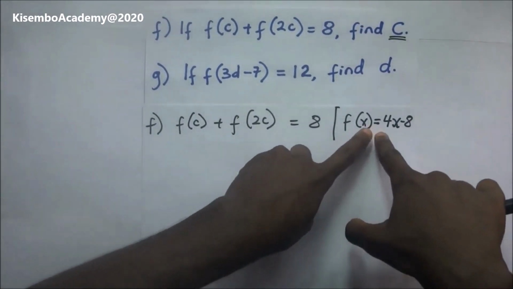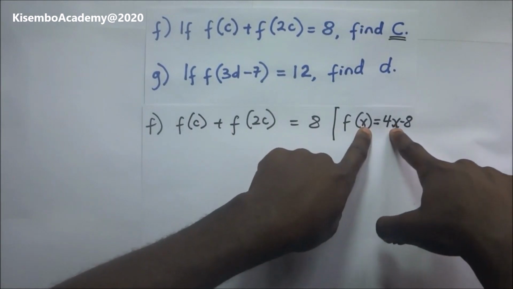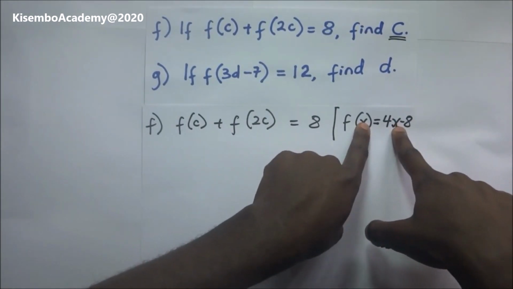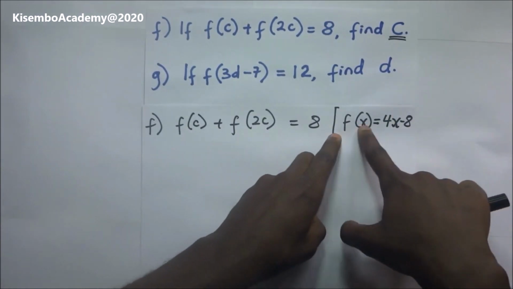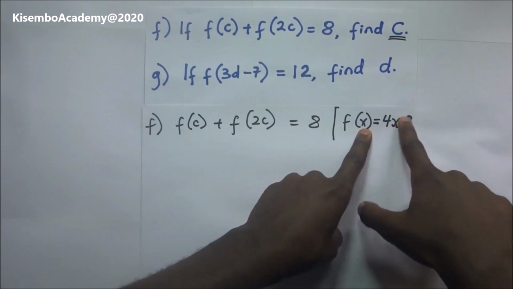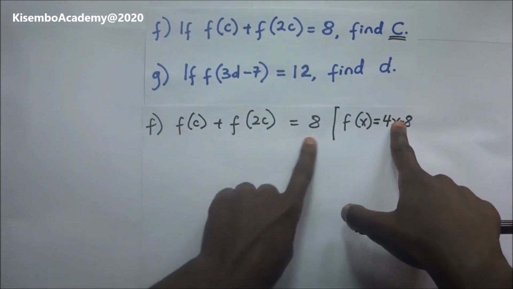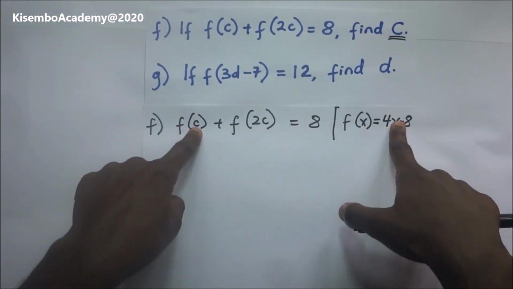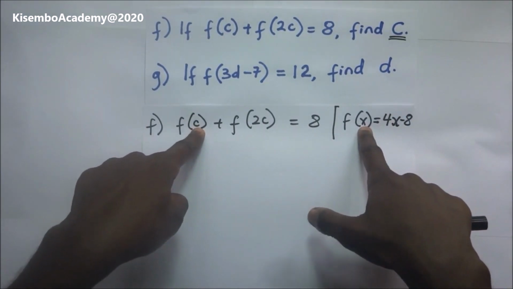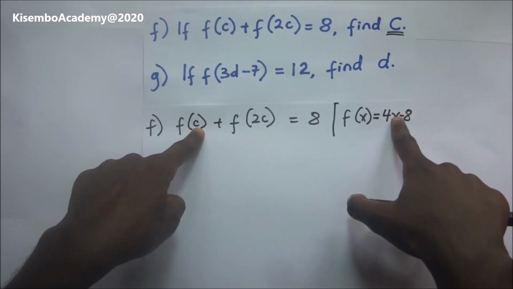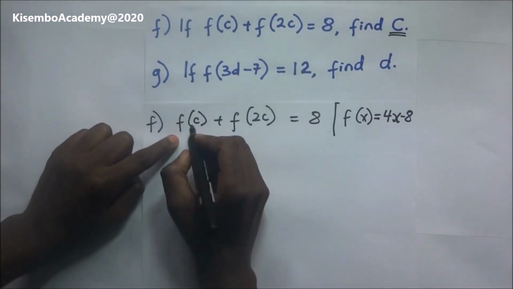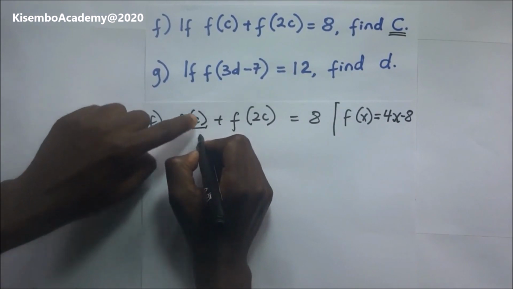Looking at this function, where there is x is what we put here. If there is 2 here, we put 2 here. If there is 3 here, we put 3 here. Because the function when the value of x is given by that function. Now here, when you look at this statement, in our brackets we are having the value of x being given as c. So it means that according to this expression, this is the same as saying f of c, our value of x is c.